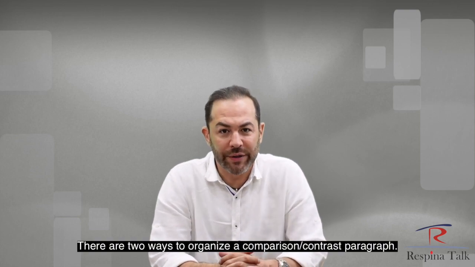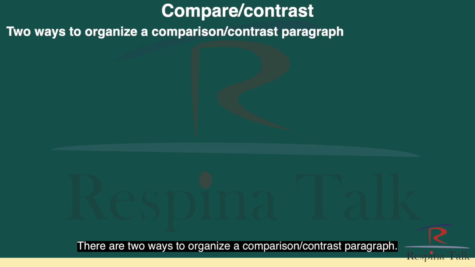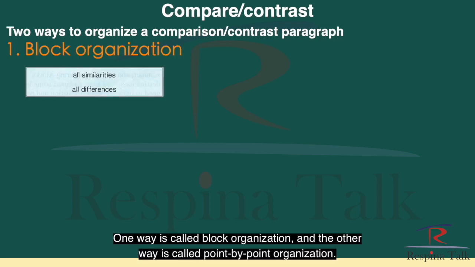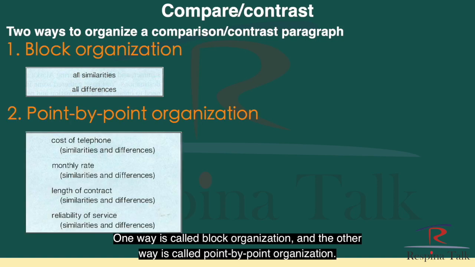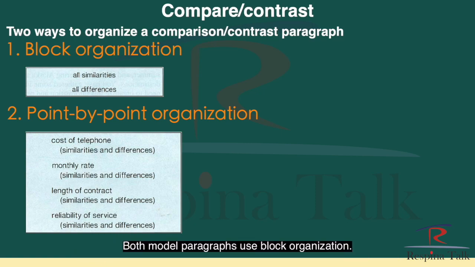There are 2 ways to organize a comparison-contrast paragraph. One way is called the block organization, and the other way is called point-by-point organization. In block organization, you group all the similarities together in one block and all the differences together in one block. Both model paragraphs use the block organization.